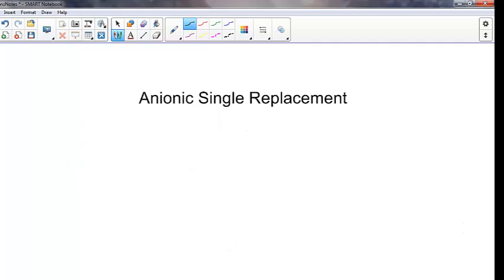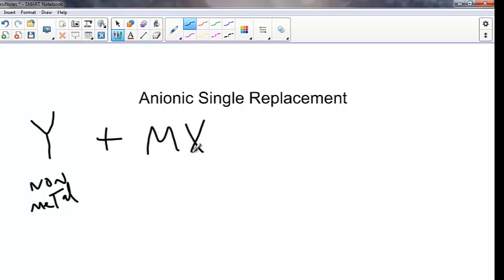What do you suppose an anionic single replacement is? It's some sort of non-metal. This is a non-metal, which of course wants to make an anion, a negative ion, plus, again, some sort of compound. Okay, a metal and an anion. Again, neutral, no charge here. Obviously no charge here. These two cancel each other out. That's the whole point of a compound, right?